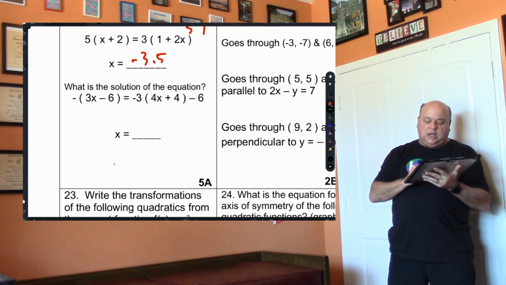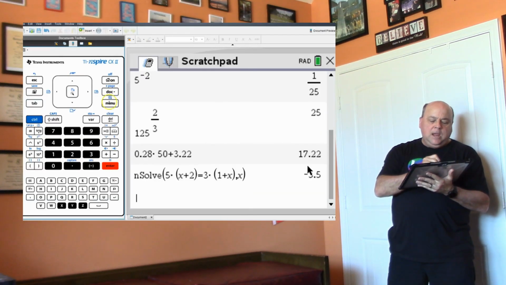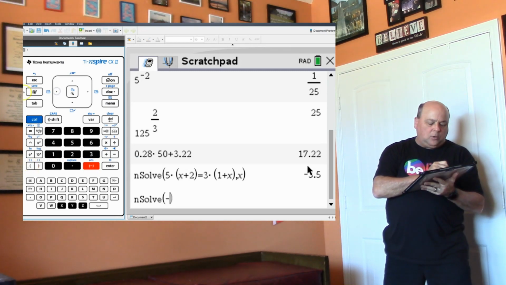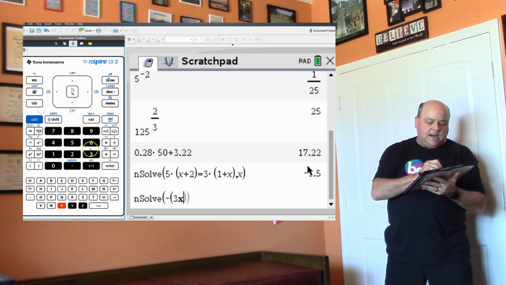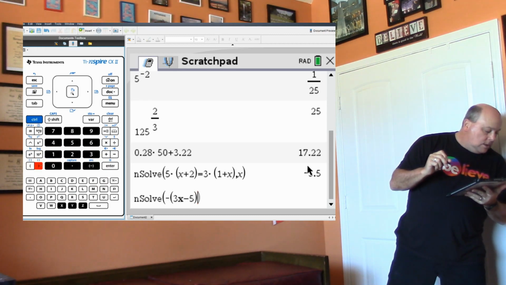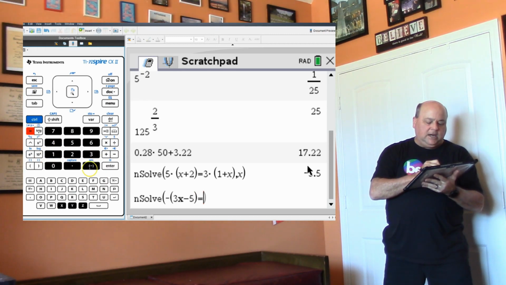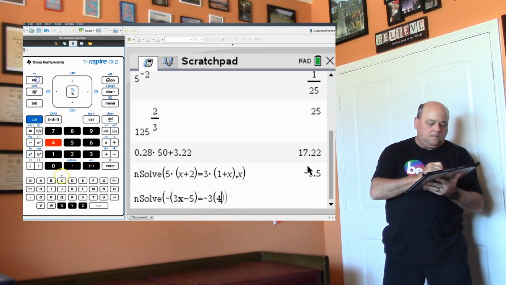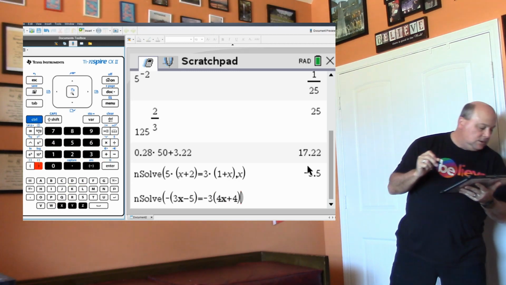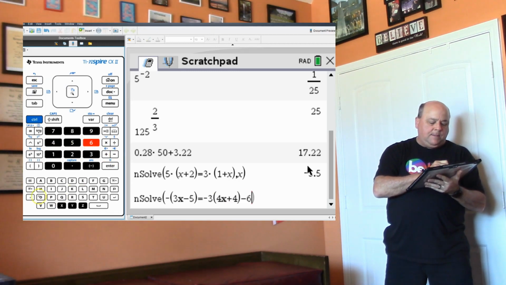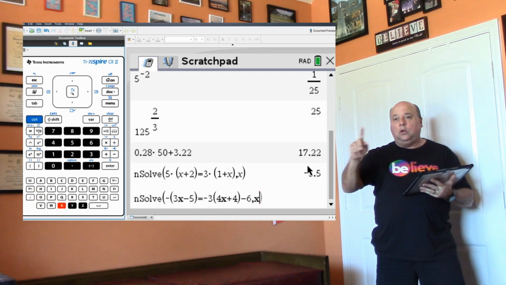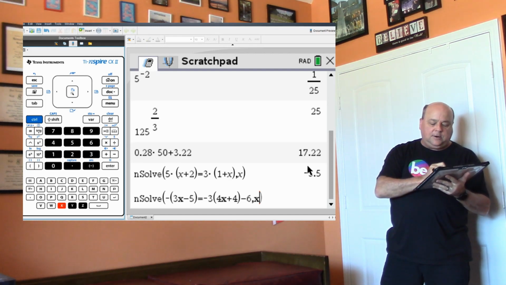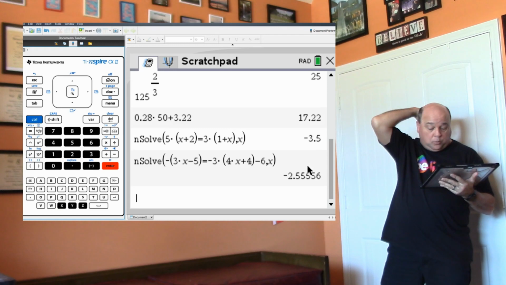Continuing on, another InSolve. So go to your calculator, hit menu 3-1, and then type in the problem. So we have a negative parentheses 3x minus 5 close parentheses equals a negative 3 and then parentheses 4x plus 4 close the parentheses and then minus 6 comma x. Notice I got the whole equation in that I put comma x. The x is still inside the parentheses. Hit enter. Shazam. Negative 2.566.